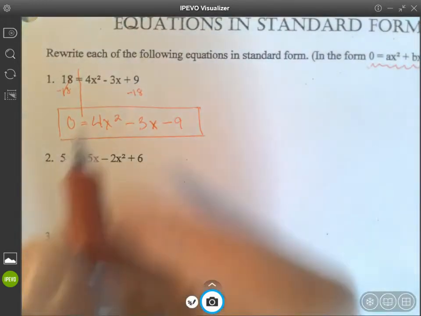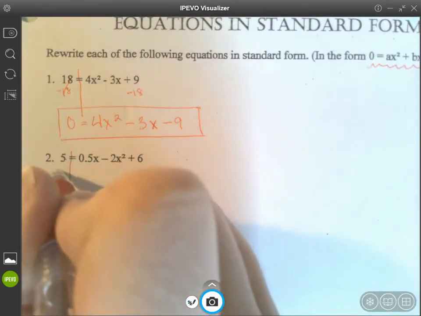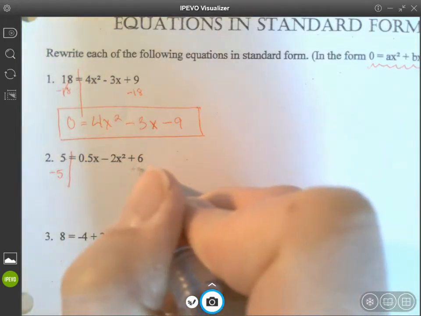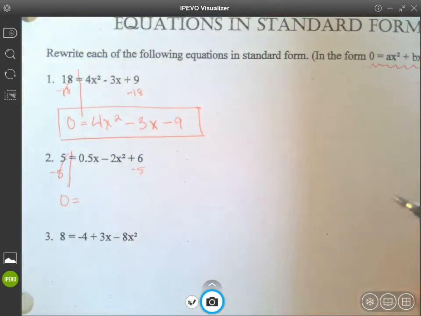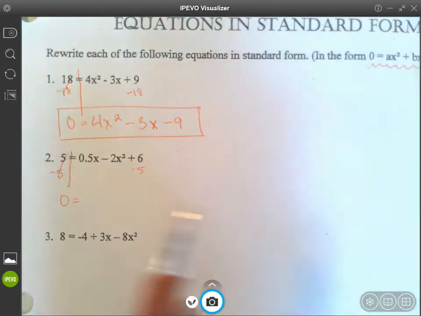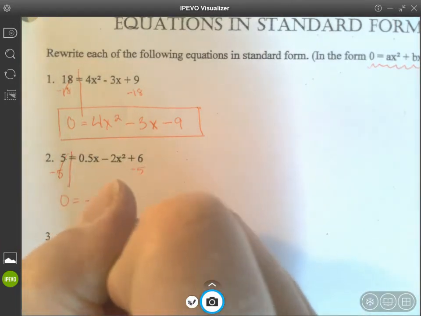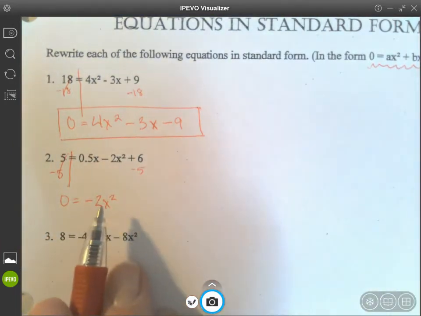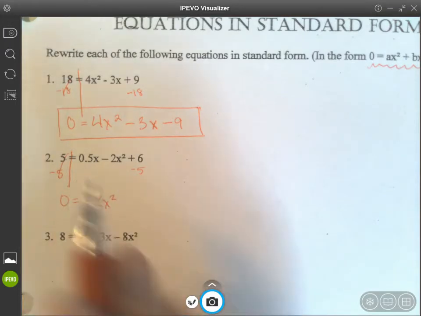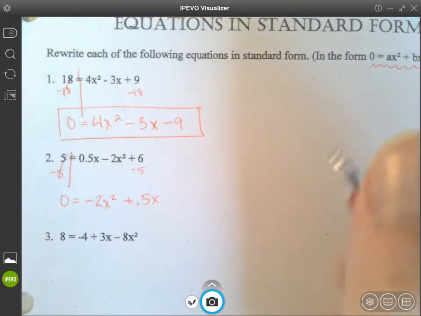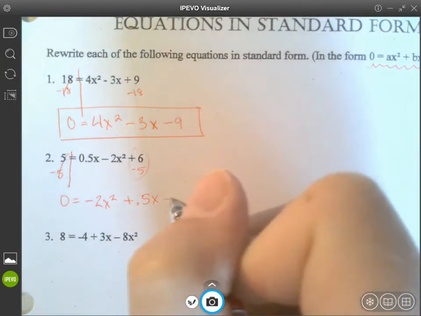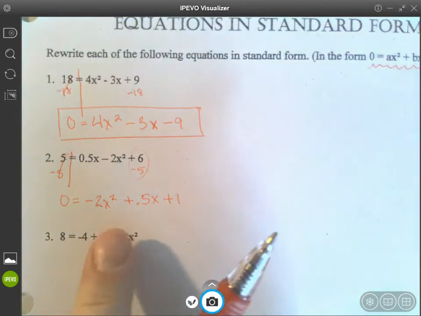I'm just going to go ahead and take this 5. If I want to cross the line, I'm going to change the sign and pair it with the constant. So this gives me my 0. Now, if I want to put this in standard form, what should I put first? The negative. It's a negative 2x squared. Now, I talked about making this positive, so we're going to adjust that. Then what would I put next? The x, so positive 0.5x, and then what? My positive 1.